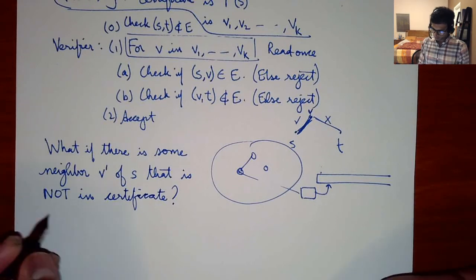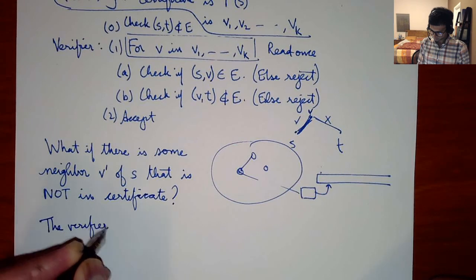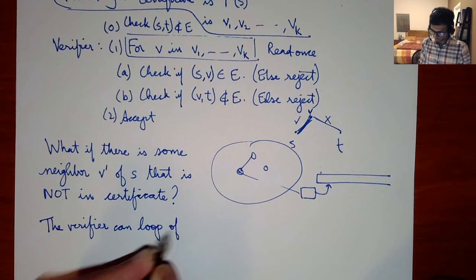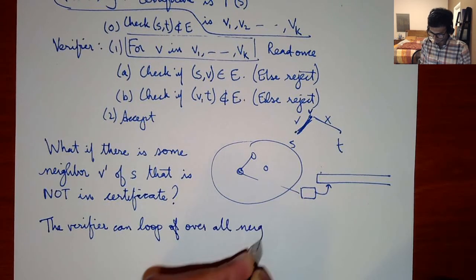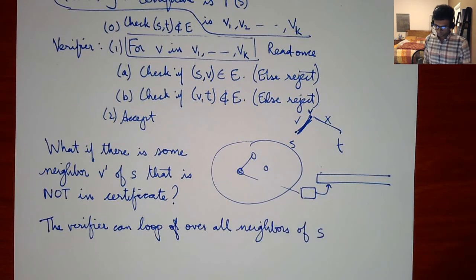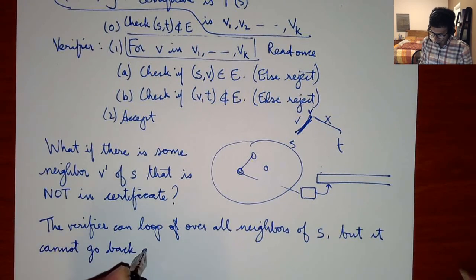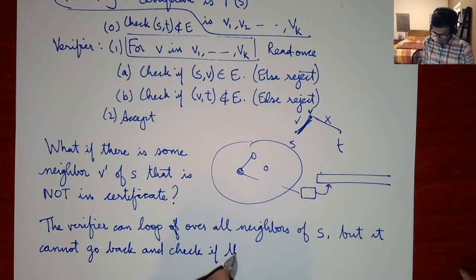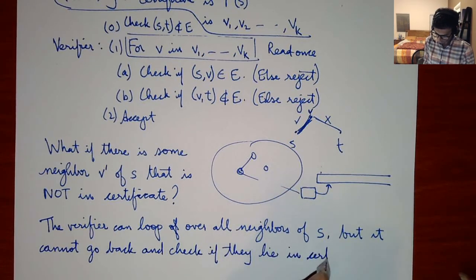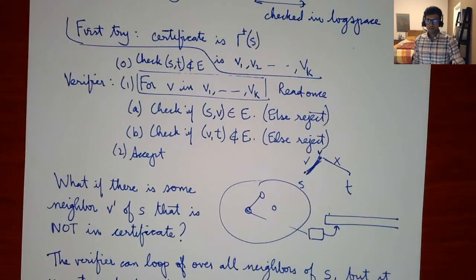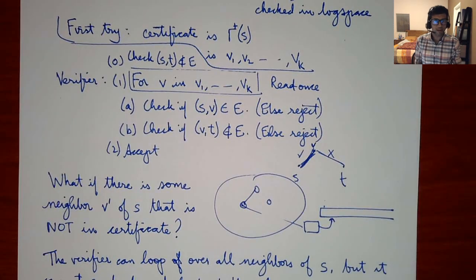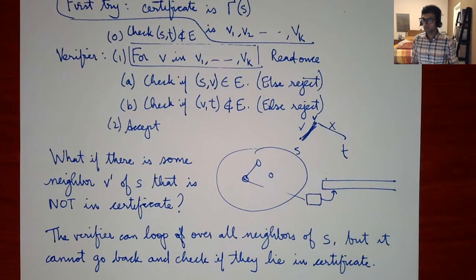So the verifier can loop over all neighbors of S, but it cannot go back and check if they lie in the certificate. You see, because once it goes through the loop, it's read through the certificate once. It can't go back and check if it's missing a vertex. So it just has to trust that the certificate contains all the neighbors. It doesn't know for sure. Exactly, but that's a problem.